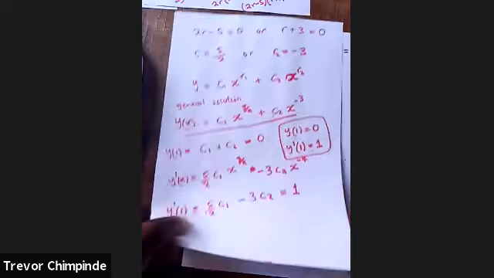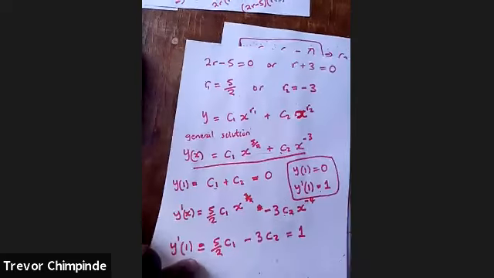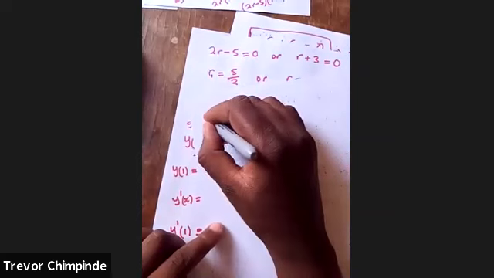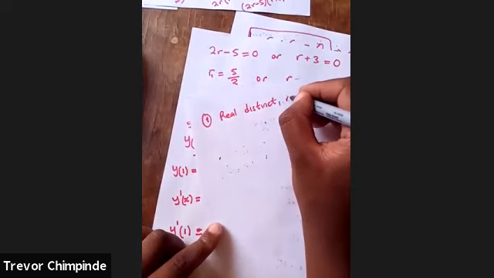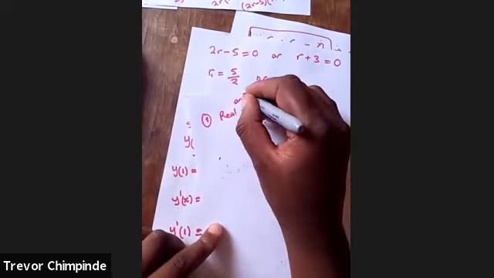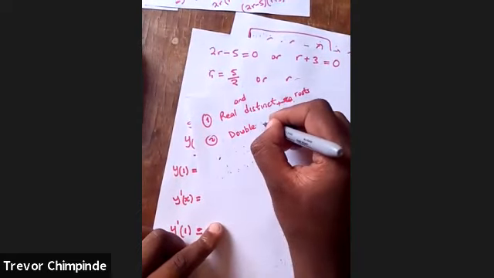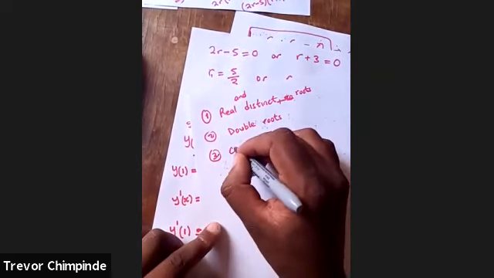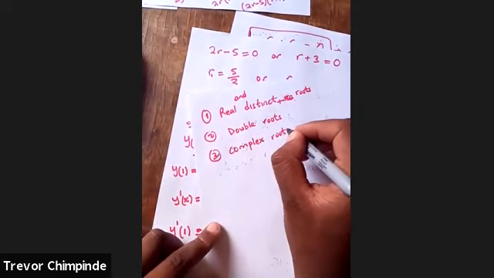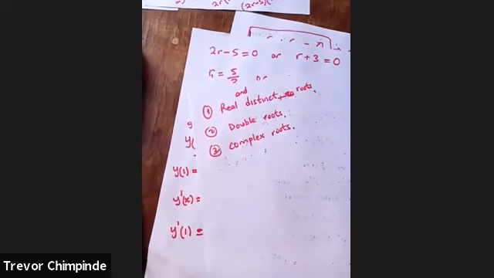So we've done real and distinct roots. We're remaining with the case where your quadratic equation gives you a double root, or one root, and also the case where you get complex roots. So we'll do these in the next class.